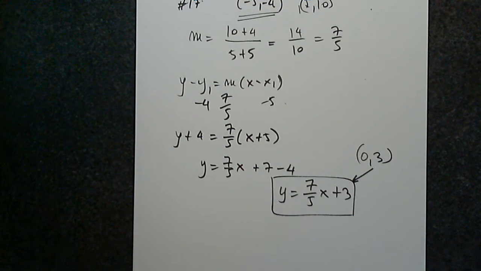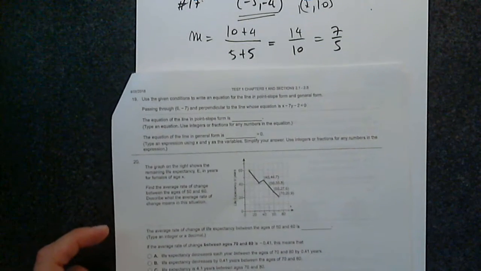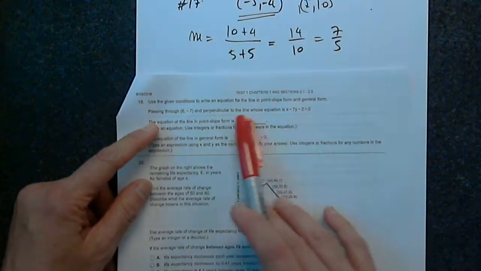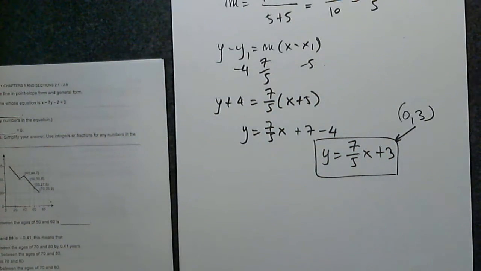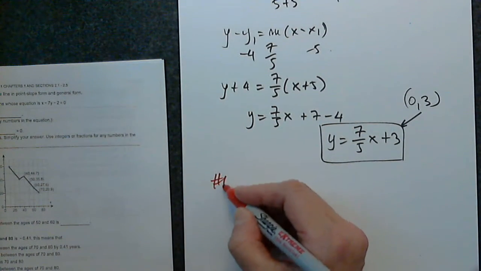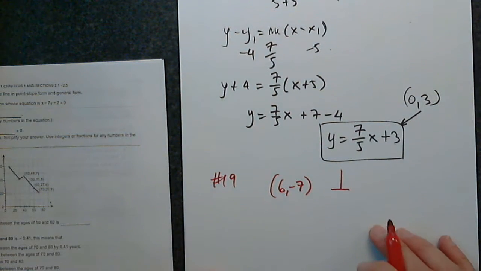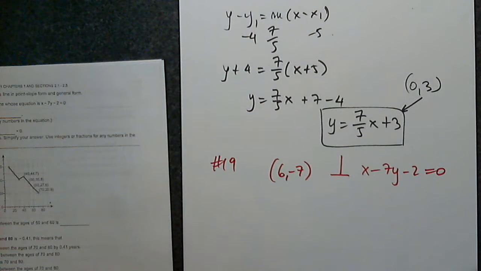In 19, we have: use the given condition to write an equation of the line in point slope form and general form, passing through this point and perpendicular to that line. Excellent. So in number 19, we have a point (6, -7), and the line is perpendicular to x minus 7y minus 2 equals 0.